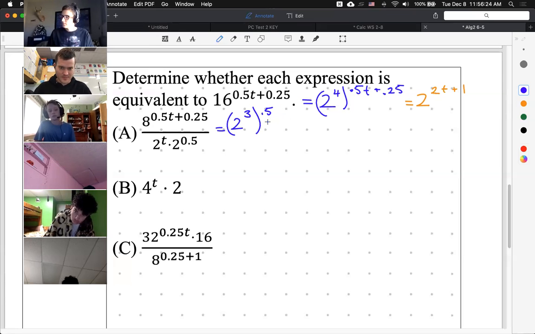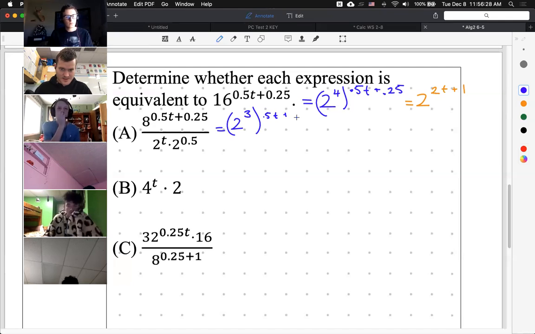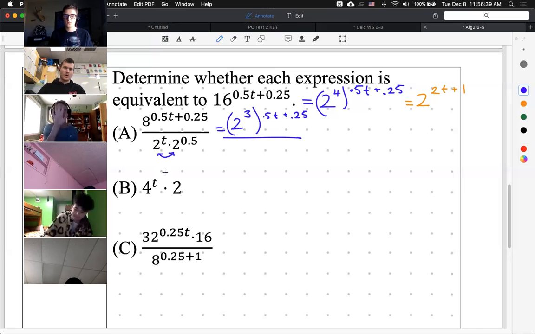Running out of room. Maybe I can write that power a little bit lower. 0.5t plus 0.25. And that's all going to be divided by, and I can actually do another rule down here to combine these both into just one base and one, well, maybe two exponents, but definitely one base. This is 2 to the power of what?